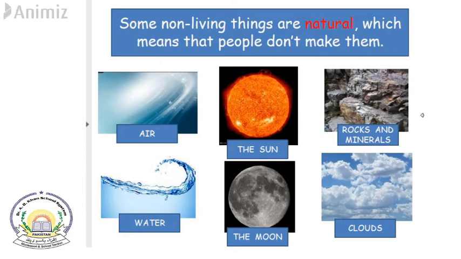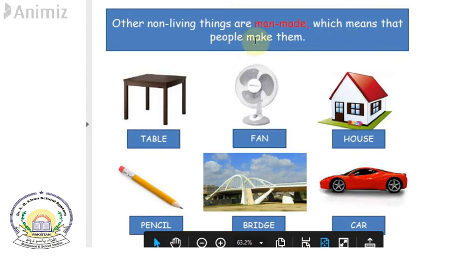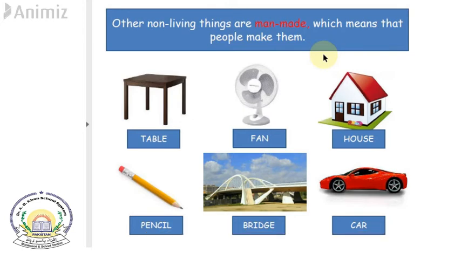These are natural non-living things, not man-made. Why are all these things non-living? Because they do not need food, water, and air, and they cannot move by themselves, reproduce, or grow. Other non-living things are man-made, which means that people make them. So these are natural non-living things, and these are man-made non-living things.